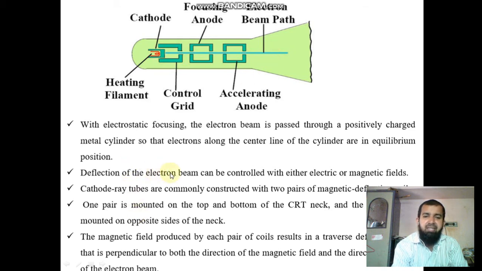Deflection of the electron beam can be controlled with either electric or magnetic fields. Cathode ray tubes are commonly constructed with two pairs of magnetic deflection coils.